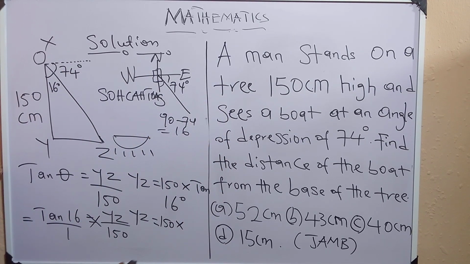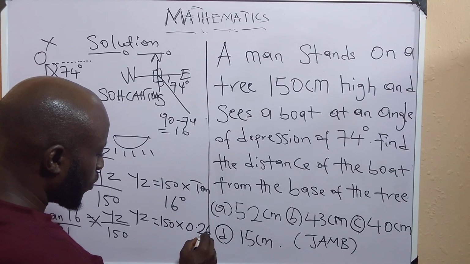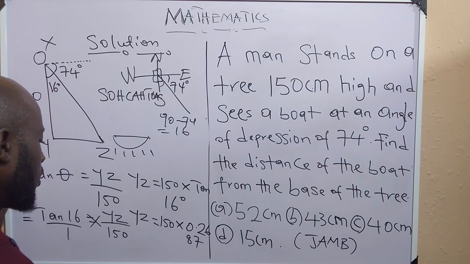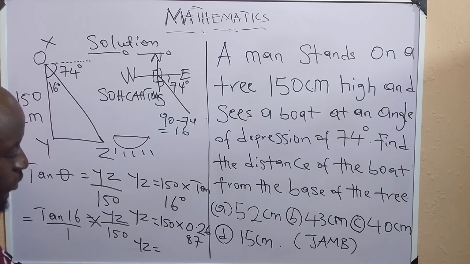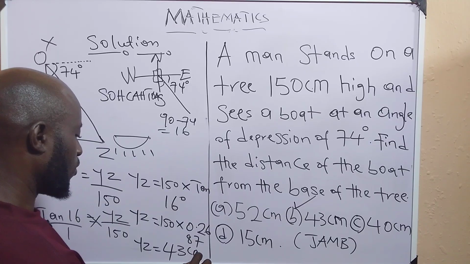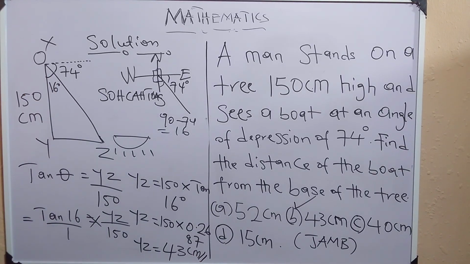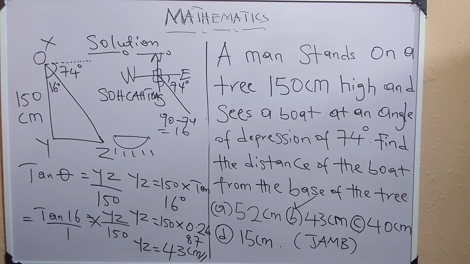Tan 16 is 0.2867, I think. You use your calculator to check it. It is 0.2687. Then your YZ is equal to 150 times 0.2687. Automatically we give you back the 43 centimeter answer. Are we together? So you don't need to be scared of angle of elevation and depression. Use your pictorial representation and get back to your final answer.